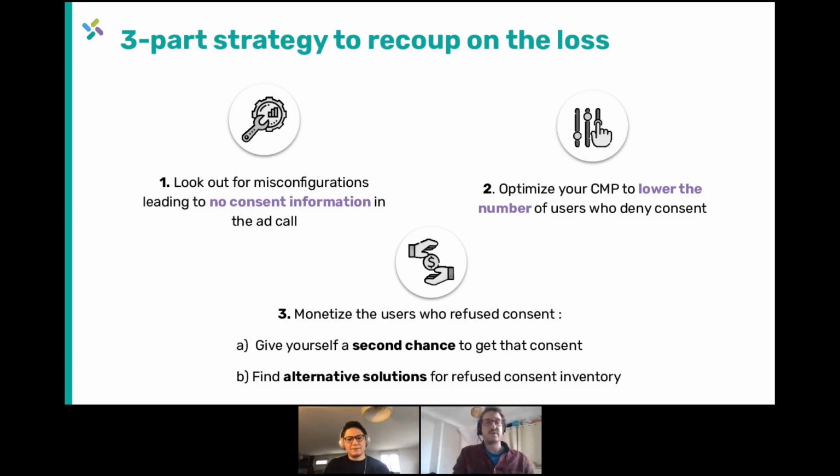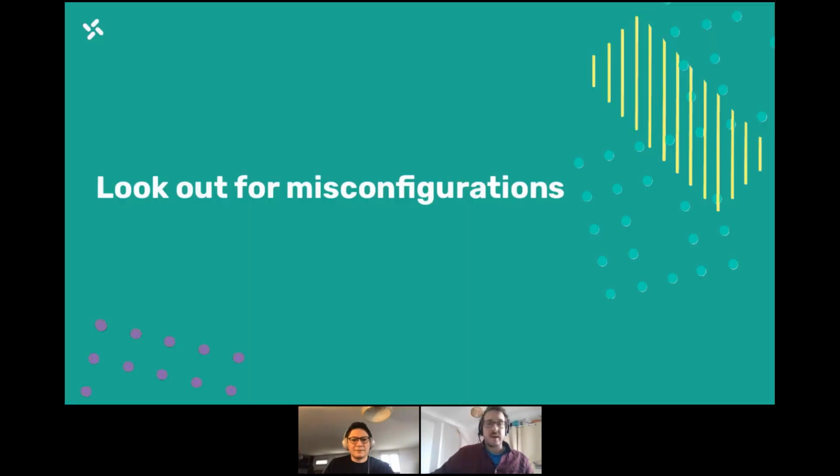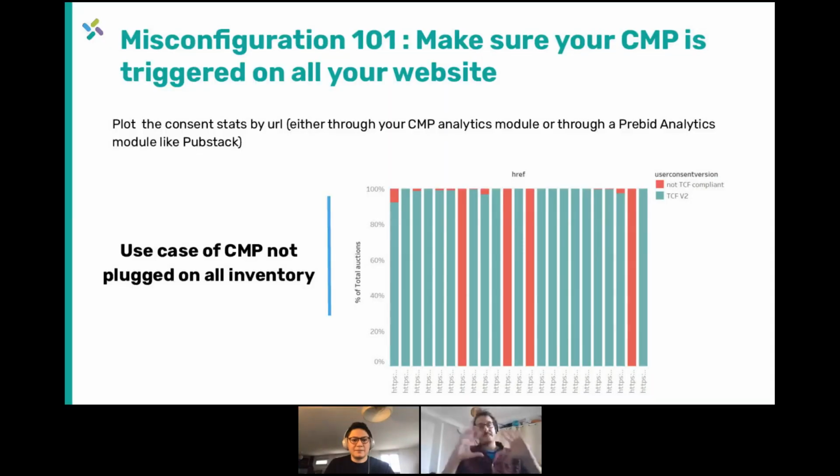It's first to give yourself a second chance to get that consent, and second, to find alternative solutions for refused consent inventory. So let's start with the first part of the strategy, which is to look out for misconfigurations. The things that we're going to talk about here are use cases that we saw on our publishers, basically. The first thing, it seems very basic, but it's obviously one thing to do, is to make sure that your CMP is triggered on all your website.